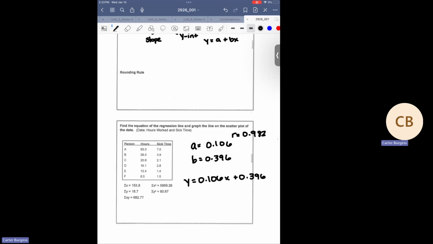Notice the line is really, really close to all of them. It doesn't pass through any of them, but does get right into the smallest piece of it.